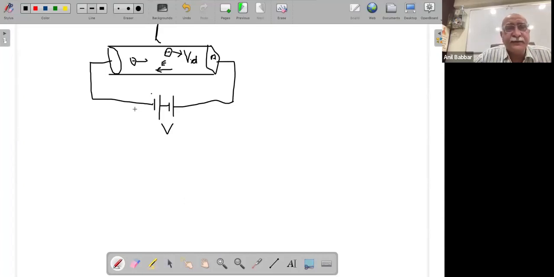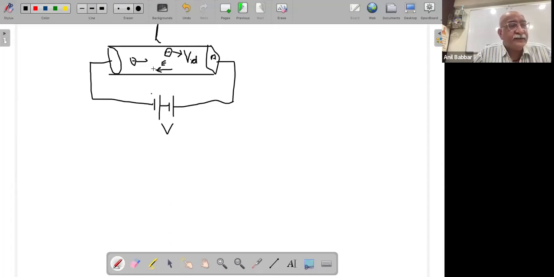Now electrons are free to move in this conductor. When electrons are moving, they will be colliding with each other, and after colliding they may change their direction if they are moving randomly. But when this is connected to a battery, the electrons will be aligned to move in one direction, against the electric field.